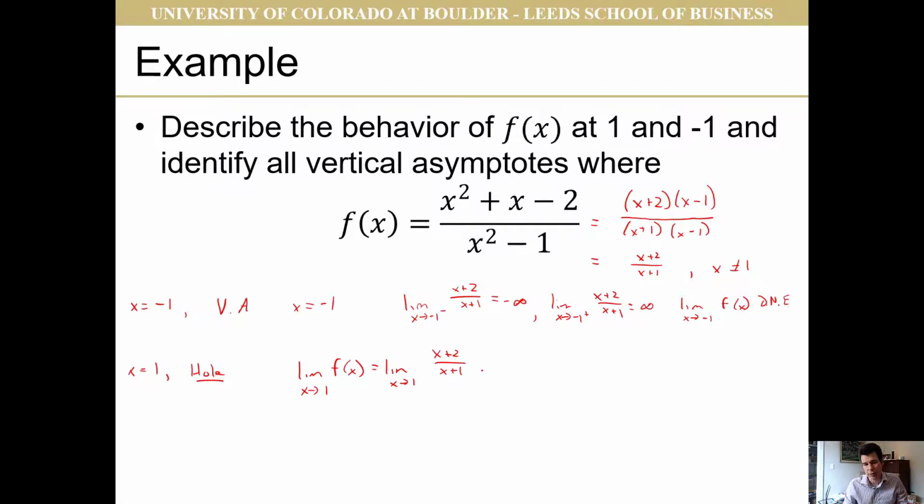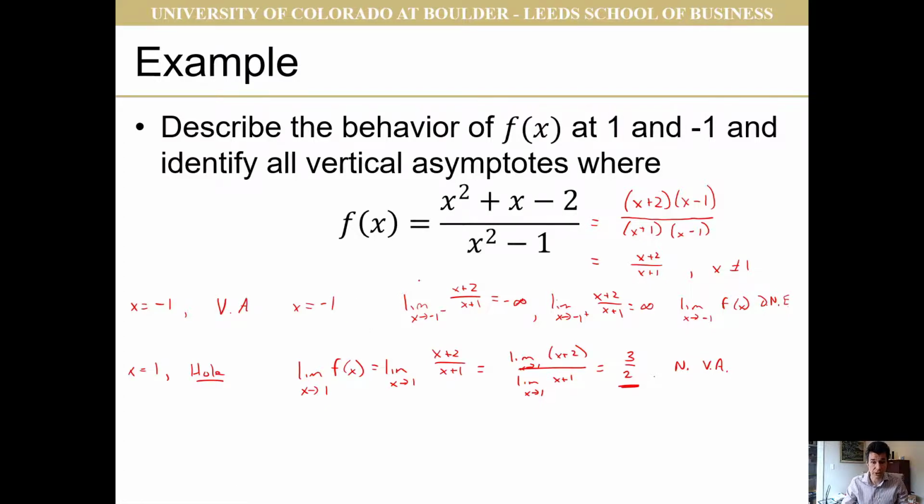(x plus 2) over (x plus 1), well, this is equal to, using our properties of limits, the limit as x goes to 1 of x plus 2 divided by the limit as x goes to 1 of x plus 1, which is 3/2. So there's no vertical asymptote, and the function is going to get closer and closer to 3/2. It's never actually going to reach 3/2.